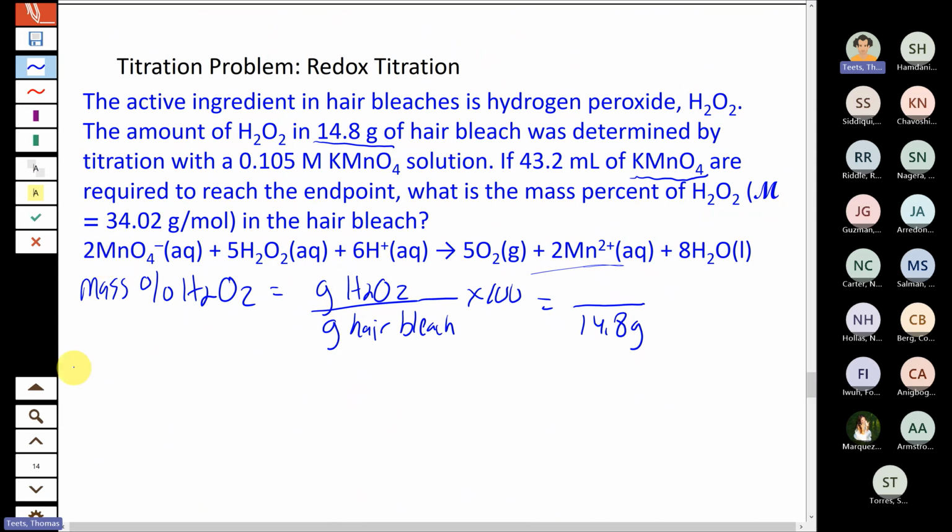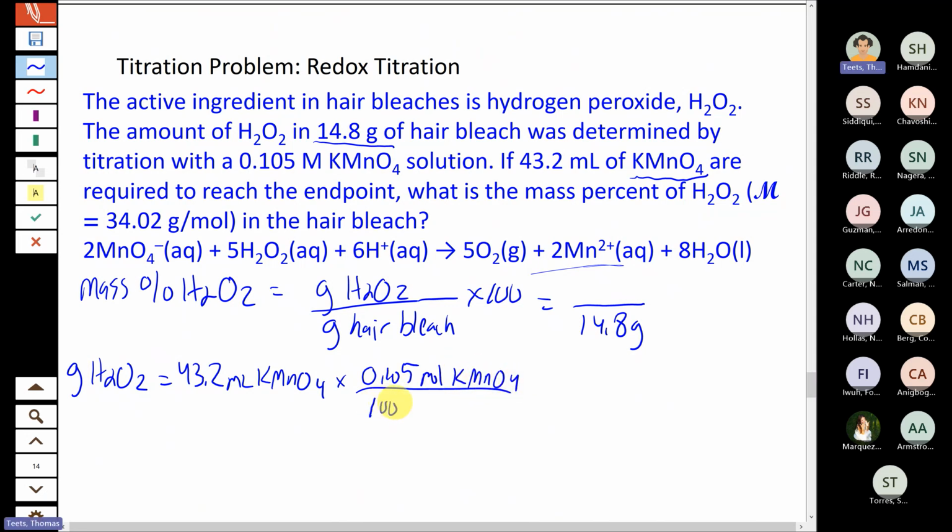But we can go through then and figure out what we're looking for, which is the grams of hydrogen peroxide using, again, just the information that we're given about the titration. So for KMnO4, we have 43.2 milliliters of the solution. And the molarity is 0.105. So we have 0.105 moles of potassium permanganate in 1,000 milliliters of the solution. That's what we're using to do the titration.